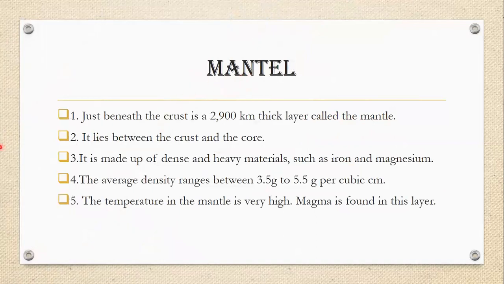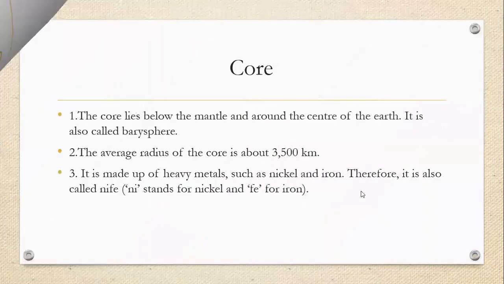Now about the mantle. Just beneath the crust is a 2,900 km thick layer called the mantle. It lies between the crust and the core. It is made up of dense and heavy materials such as iron and magnesium. The average density ranges between 3.5 gram to 5.5 gram per cubic centimeter. The temperature in the mantle is very high. Magma is found in this layer.